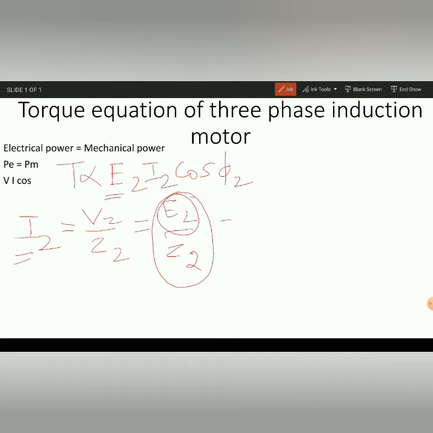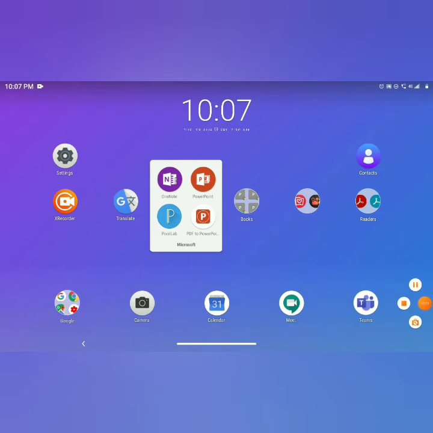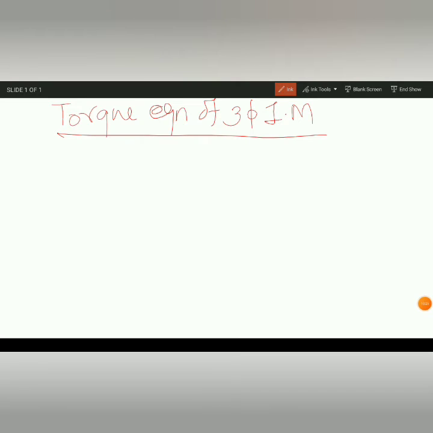Okay, so now the torque equation becomes: here this will be E2 I2 cos theta 2, and here the I2 will be E2 by Z2, and E2 will now be S into E2, where this S is the slip. Now again we have to find out Z2.